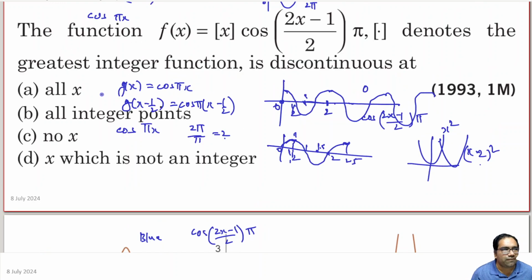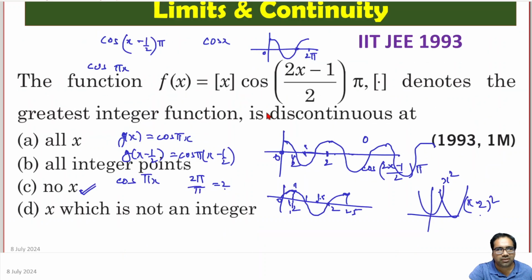So this graph is continuous at all points. It discontinues at no x, right? This is a very interesting problem. Please try to understand this. This was made a little tricky.